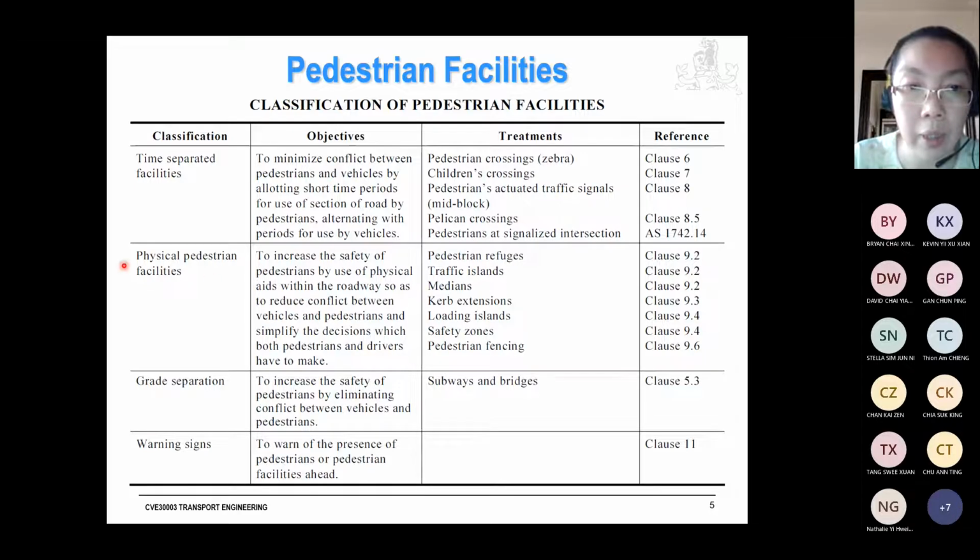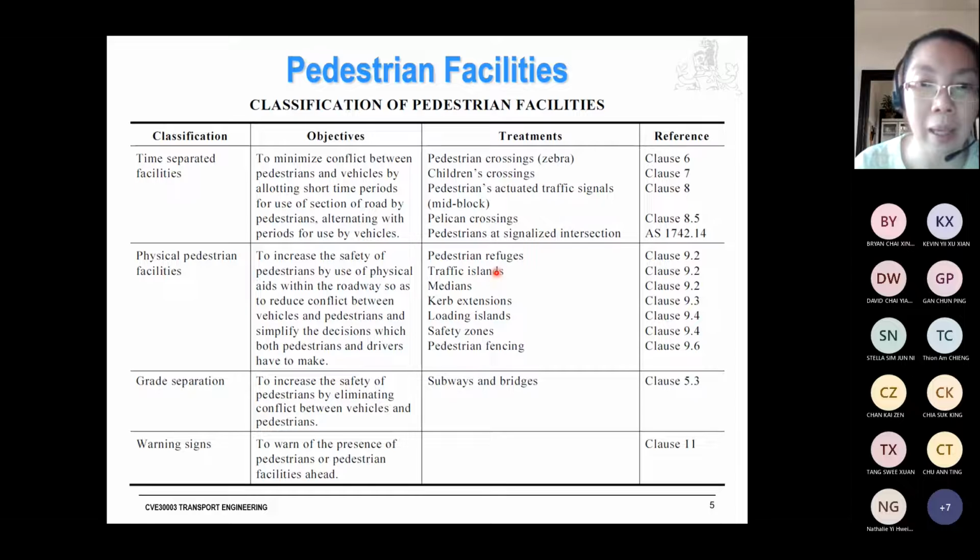And the objective of these facilities is to reduce that conflict, and simplify the decisions which both pedestrians and drivers have to make. All right, so this is not giving time, but rather to help your pedestrians cross safely by reducing conflict between pedestrian and vehicles. So what are the examples of treatments? Pedestrian refuges, okay, your traffic islands.